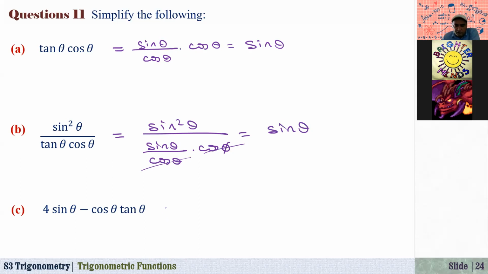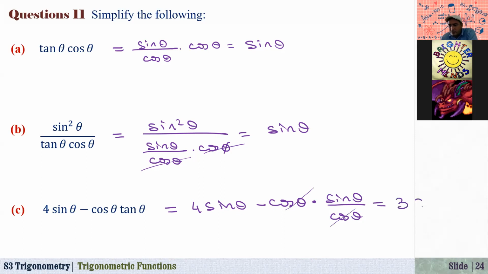And how about c? 4 times sine of theta minus cosine of theta times tangent of theta, where tangent is sine of theta over cosine of theta. So these cosines cancel each other. 4 times sine of theta minus 1 sine of theta is equal to 3 times sine of theta.